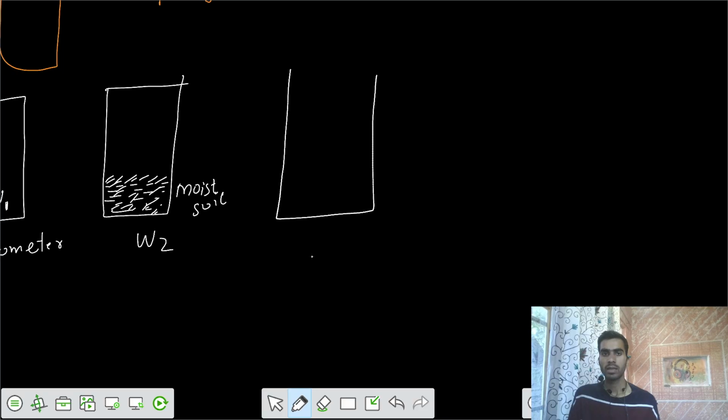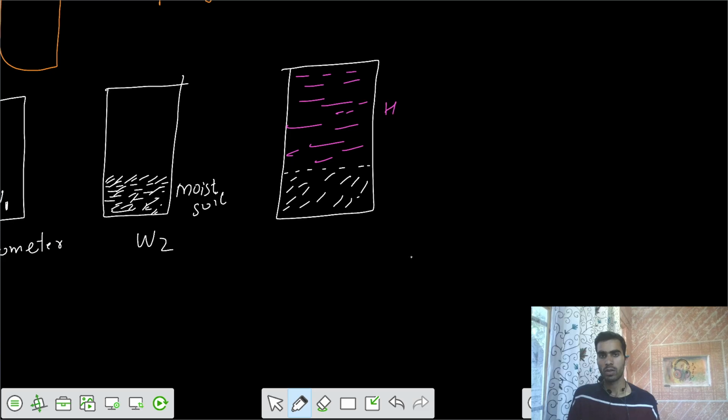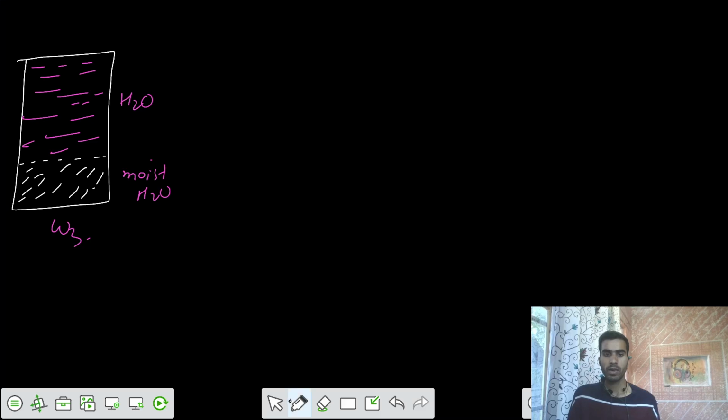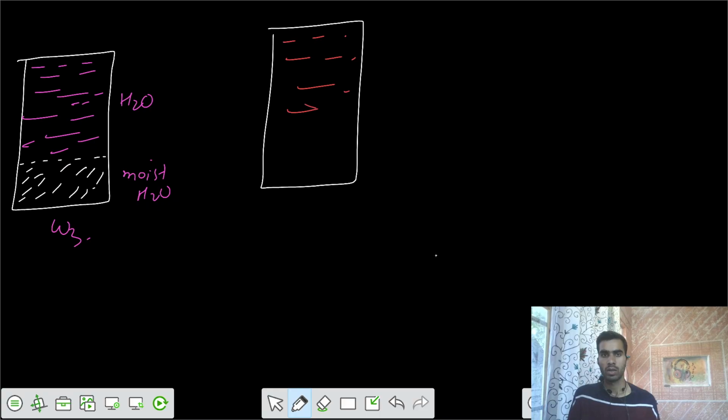After that there is a third reading. Up to this level this was only moist soil. Now we are going to place water also. This is moist soil plus water plus pycnometer. That is W3. After that, we are going to place only water inside. In the fourth reading, only water is there.